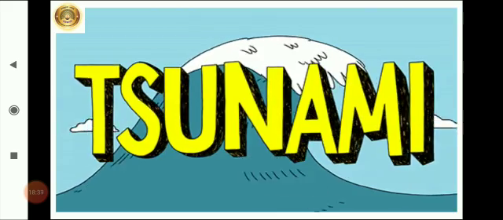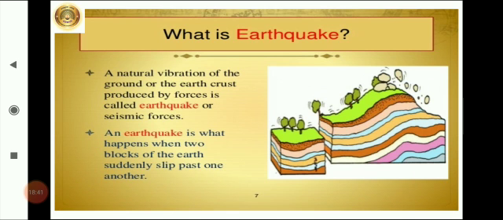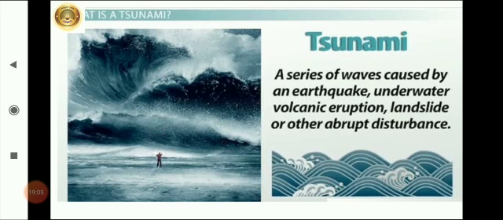Next is tsunami. What is an earthquake? A natural vibration of the ground or the earth's crust produced by forces is called an earthquake or seismic forces. An earthquake is what happens when two blocks of the earth suddenly slip past one another. In detail you already studied. Tsunami: a series of waves caused by an earthquake, underwater volcanic eruption, landslide or other abrupt disturbances.